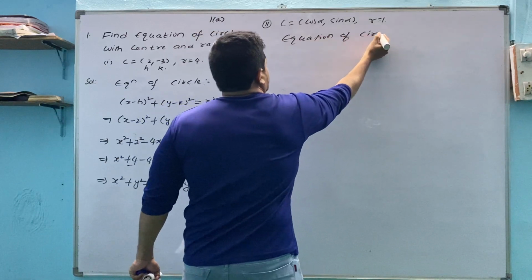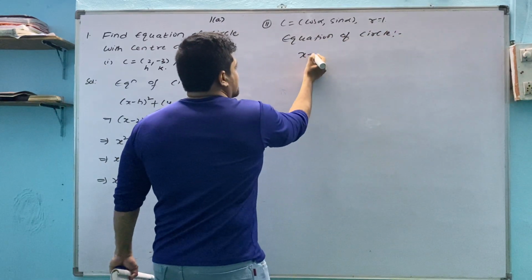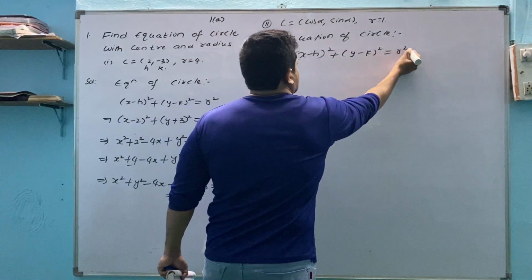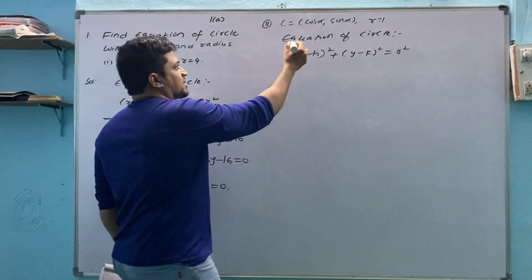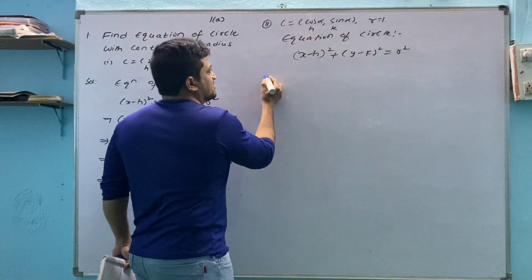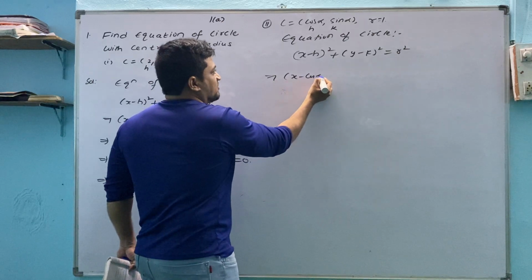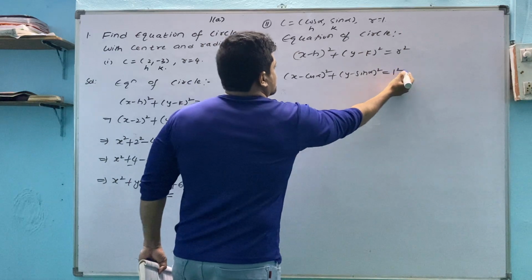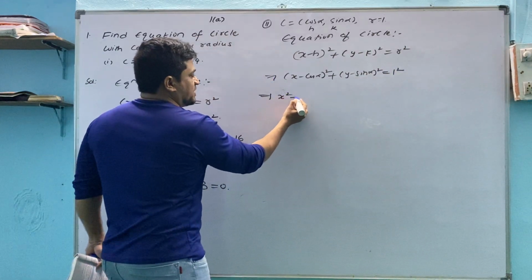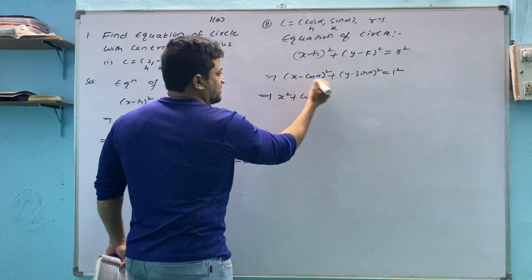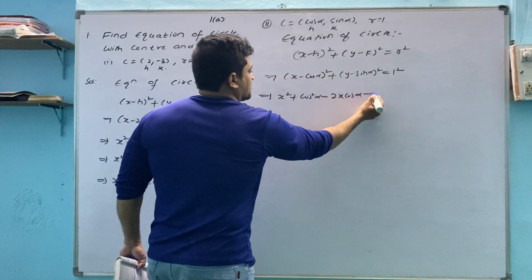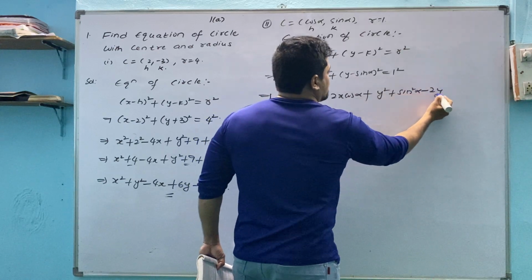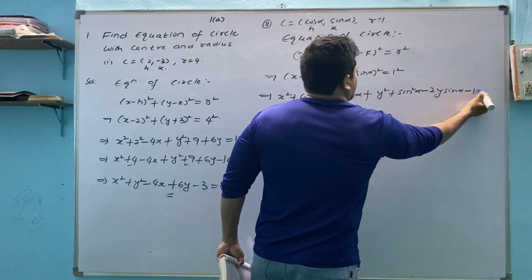Equation of circle: x minus h whole square plus y minus k whole square is equal to r square. h and k are the values from the center. So this is x minus cos alpha whole square, y minus sin alpha whole square equals r square. a square plus b square minus 2ab, y square plus sin square minus 2y sin alpha minus 1 equal to 0.